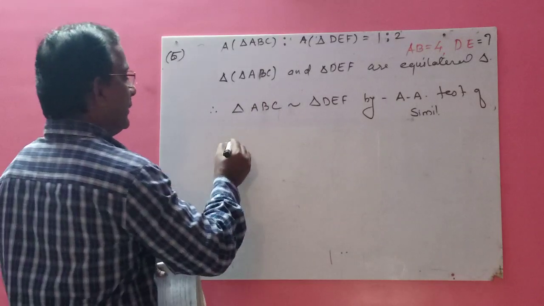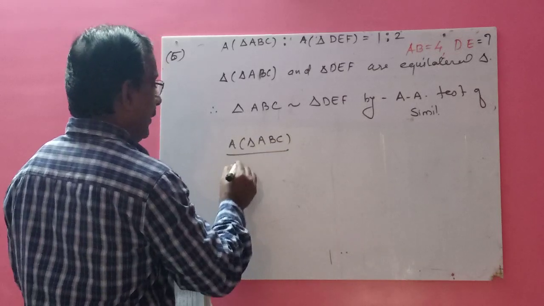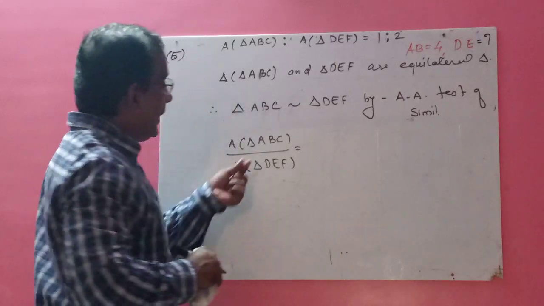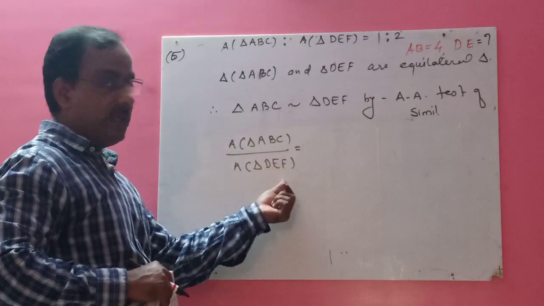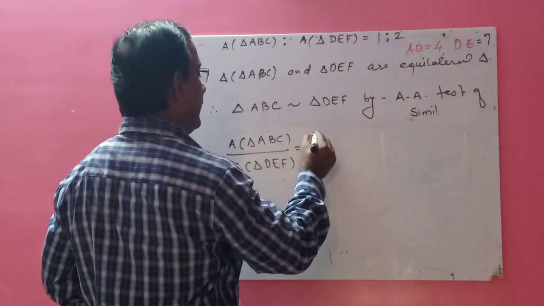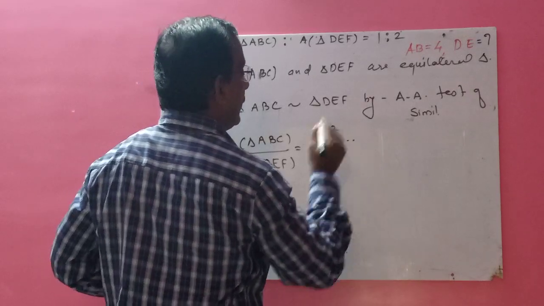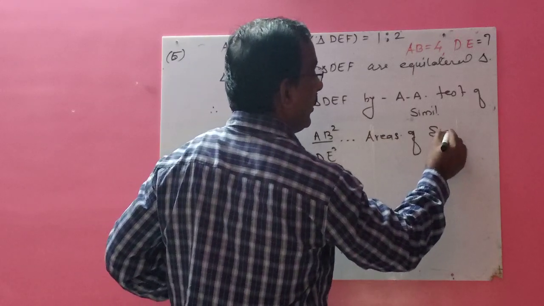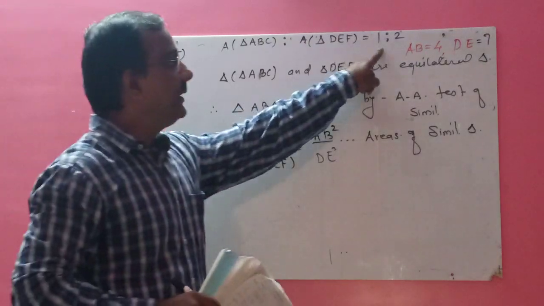And then you write down the theorem that area of triangle ABC upon area of triangle DEF is equal to AB square upon DE square, BC square upon EF square, AC square upon DF square. So here I am writing the first corresponding side, that is AB square upon DE square. Reason is areas of similar triangles. This ratio is already given here, children, 1:2.